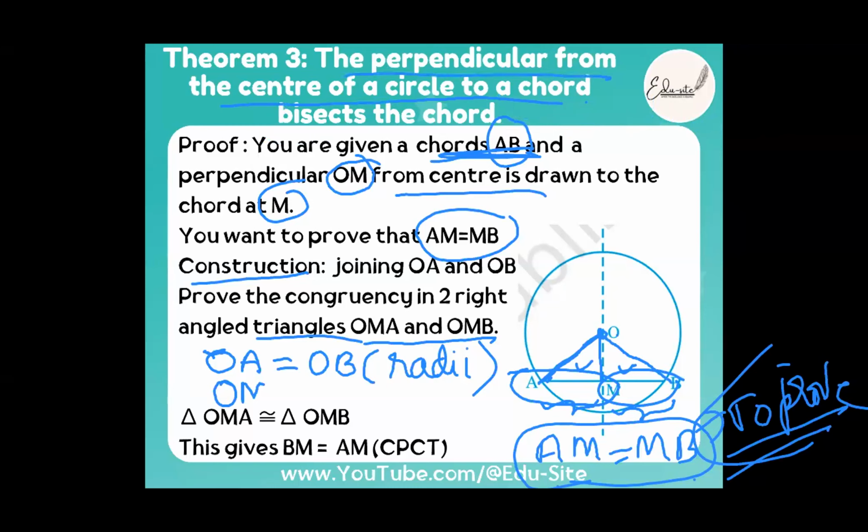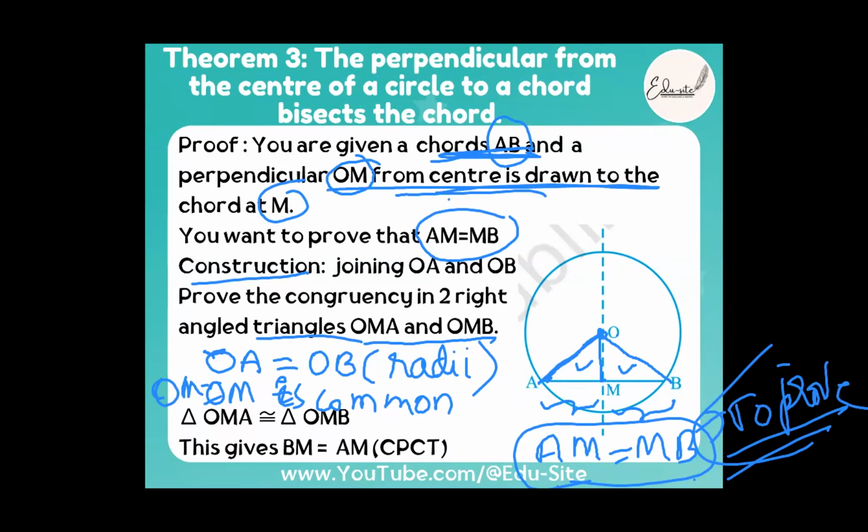OA is equal to OB is done. And what more, beta? OM is common, right? Yes, OM is common, so OM is equal to OM. Two are done. And do you remember what is drawn? Perpendicular is drawn. So angle AMO is equal to angle OMB, which is equal to, is it not 90 degree?